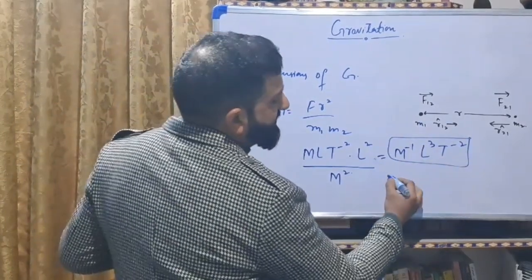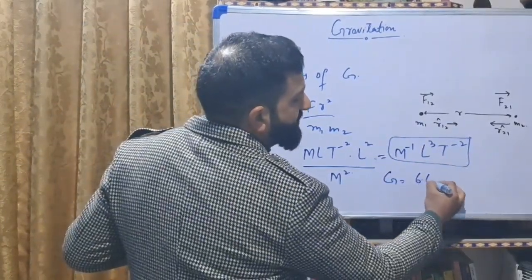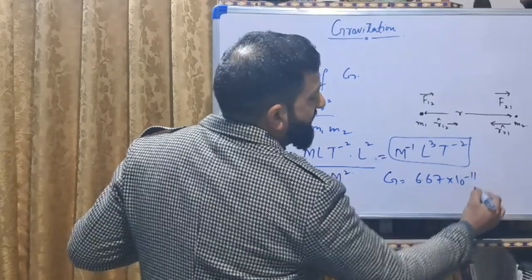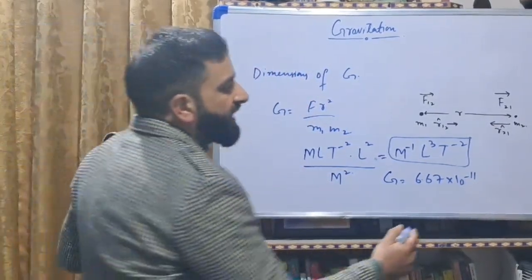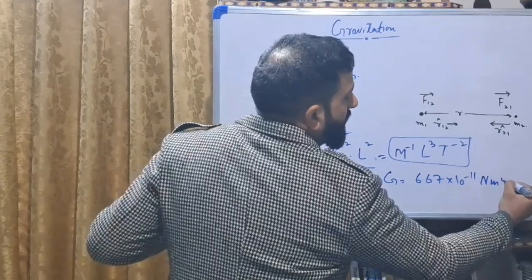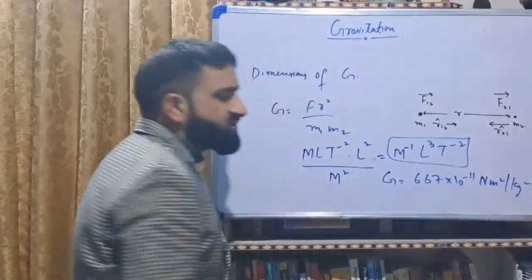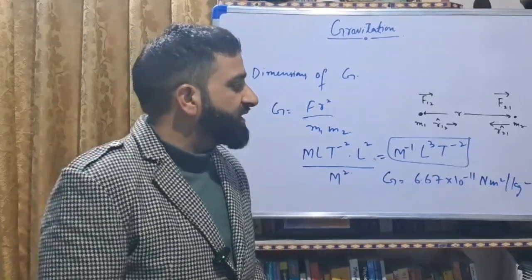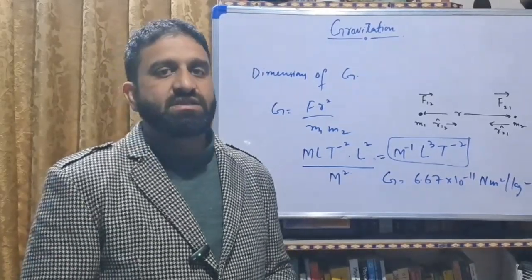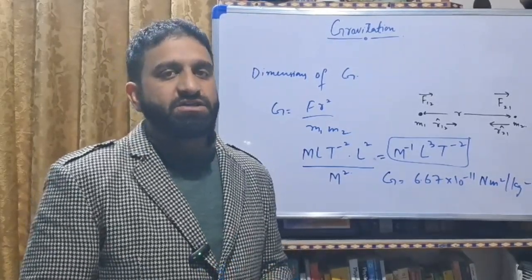As already discussed, the value of G is 6.67 into 10 raised to the power minus 11. Earlier I said units, now the units are confirmed, that is Newton meter square per kg square. So the value of G is 6.67 into 10 raised to the power minus 11 Newton meter square per kg square. This is the value of the gravitational constant.